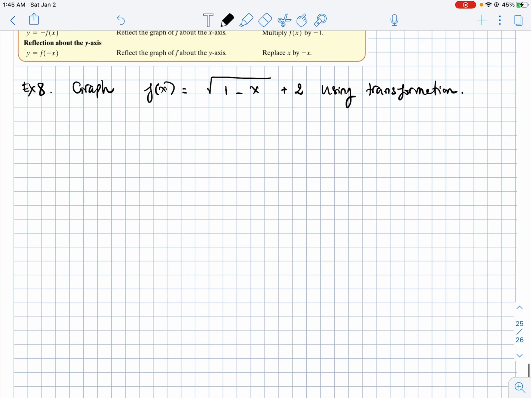Example number 8. Graph f of x equals square root of 1 minus x plus 2 using transformation. We will begin from step 1, graphing the square root of x. We can plot the points in our head. So we get the points 0, 0, 1, 1, and 4, 2. So this is f of x equals square root of x.